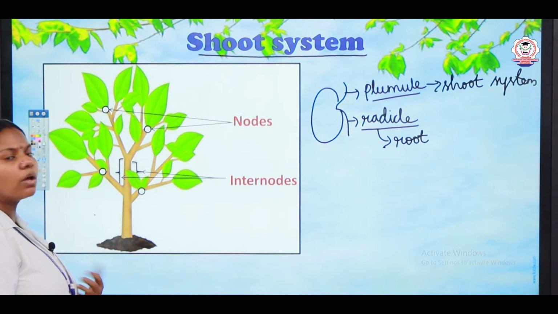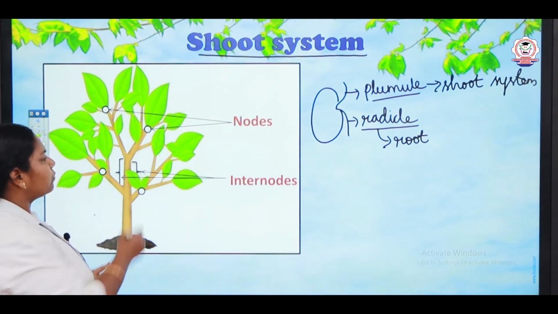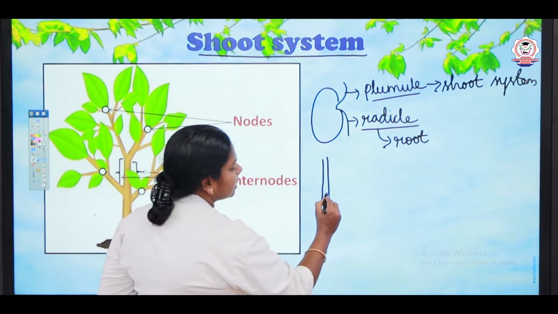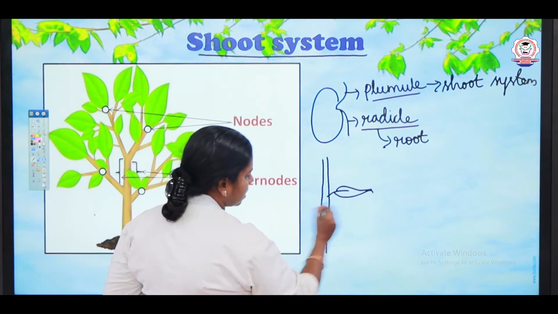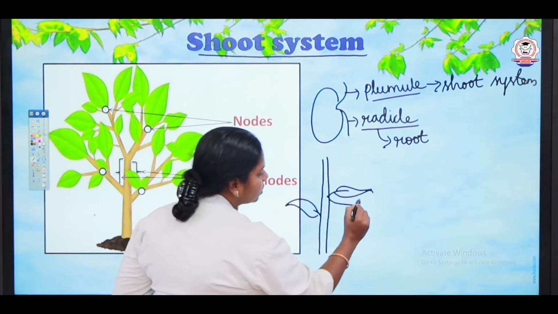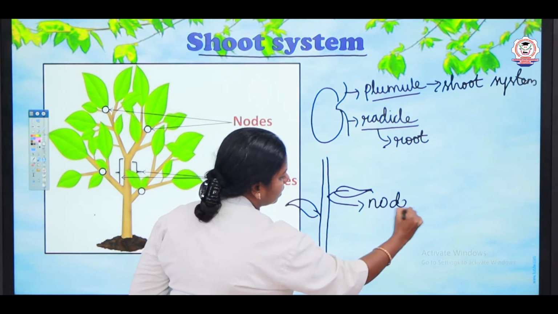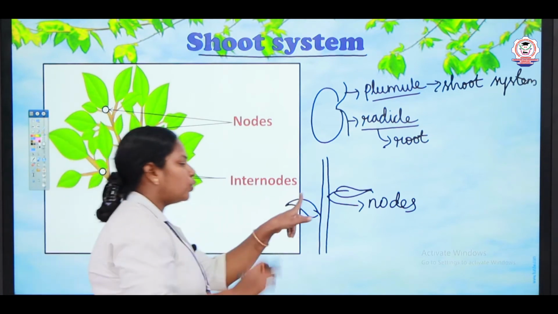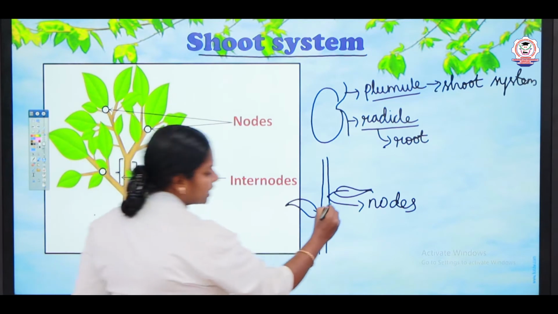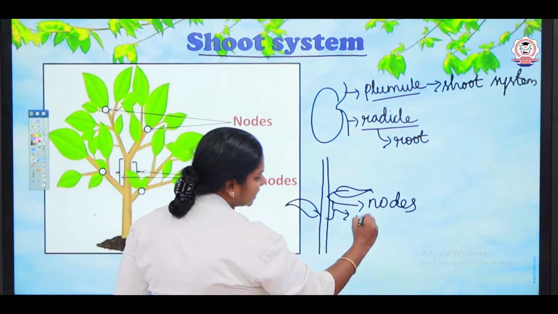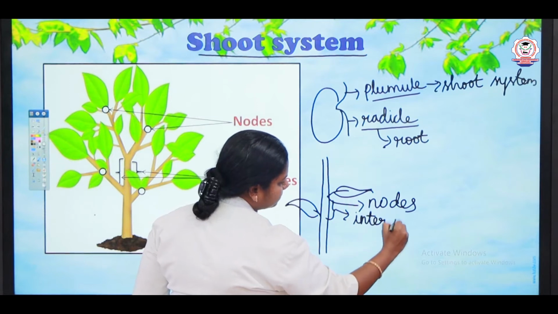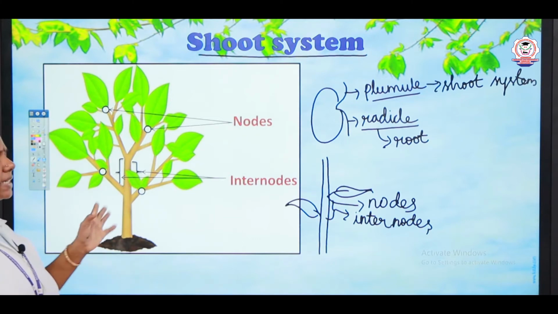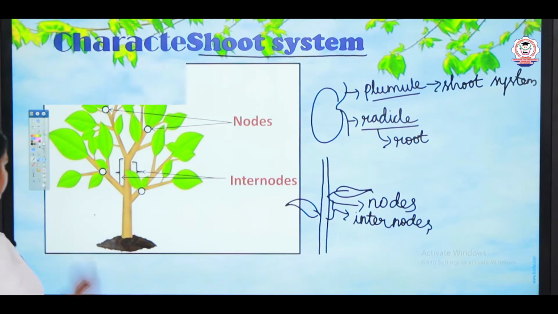What do you mean by nodes and internodes? The point from which the leaf arises. For example, if this is a stem, the point from which the leaf arises, we say it as a node. And the space between the two nodes, we say it as internodes. So, the stem bears nodes and internodes.